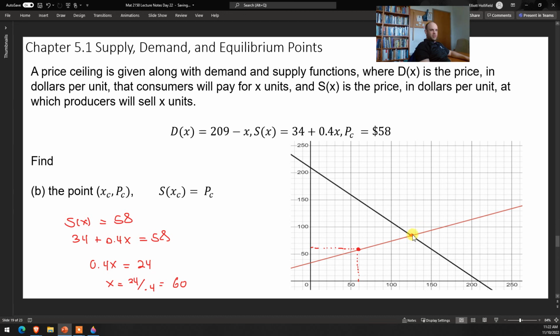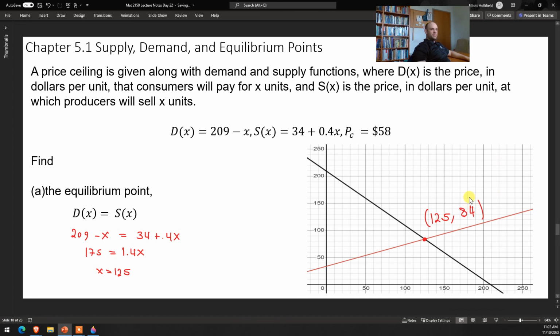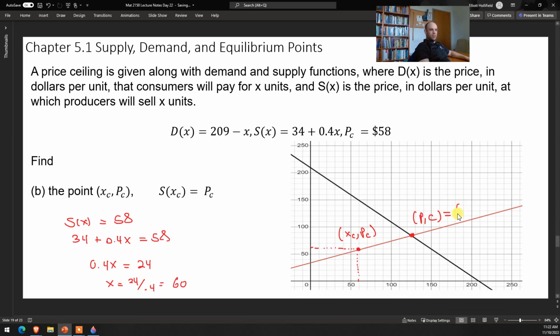So over here was our equilibrium point, 125, 84, and here is our point corresponding to the price cap. And here we have 60, or 58.